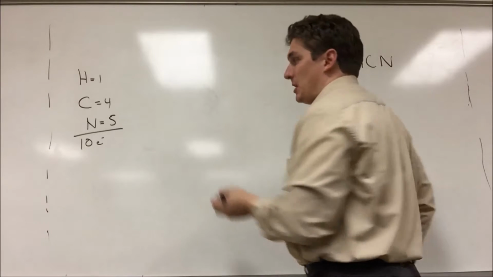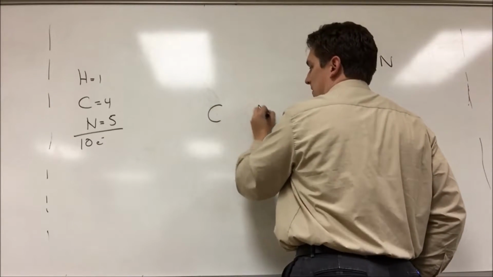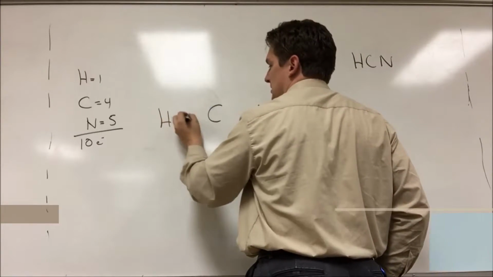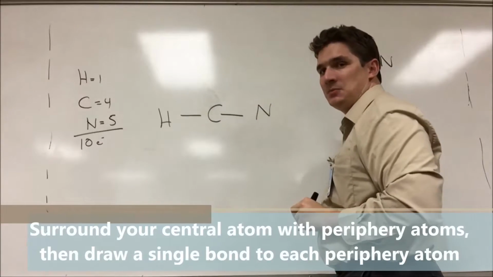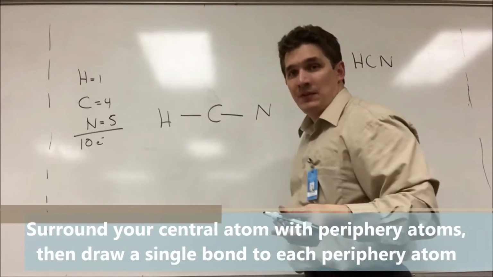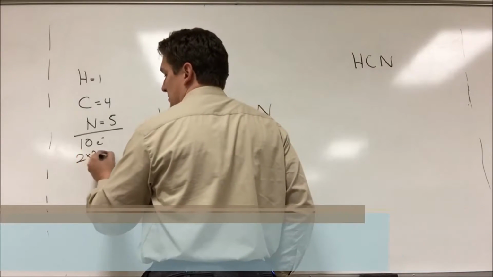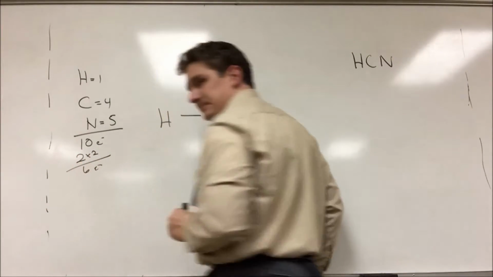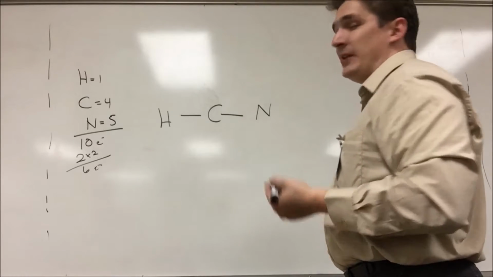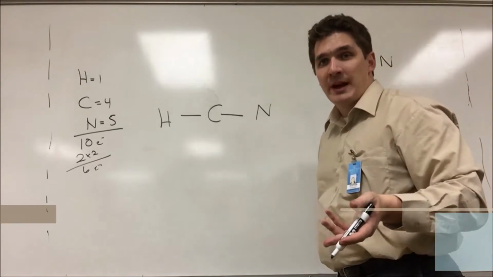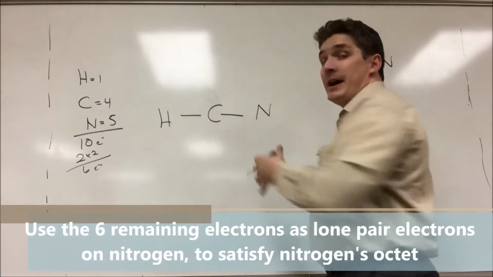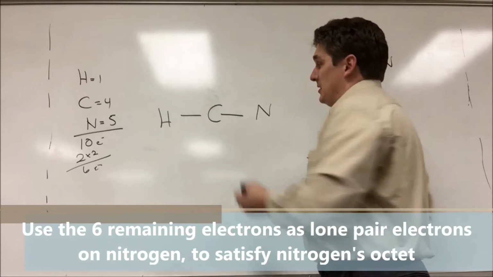Now once again, carbon's going to be our central atom. We've got nitrogen, we've got hydrogen, and we've got 1 bond to each periphery atom. We need to subtract out all the electrons we've tied up in bonding again. So we have 2 bonds, 2 electrons each, and this will leave us with 6 electrons. Now we're going to fill up the valence of one of our periphery atoms in order to give an octet. Now again, hydrogen doesn't want an octet, just wants 1 bond. So we're going to go to nitrogen.